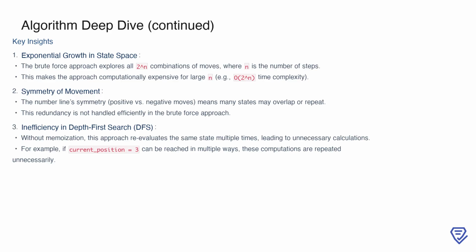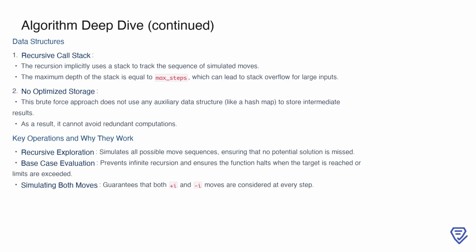Another important observation is the symmetry in movement. Because the number line is symmetric, many states overlap or repeat. For example, reaching position 3 can happen through multiple combinations of moves, yet the brute force approach redundantly evaluates these states again and again. Moreover, without memoization, the depth-first search re-evaluates the same state multiple times. This inefficiency significantly increases the number of redundant calculations, slowing down the process and consuming unnecessary computational resources. In terms of data structures, the brute force approach relies heavily on the recursive call stack.